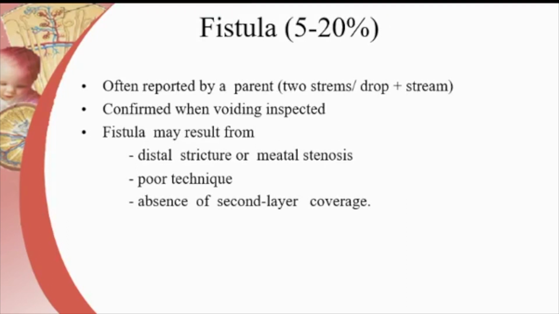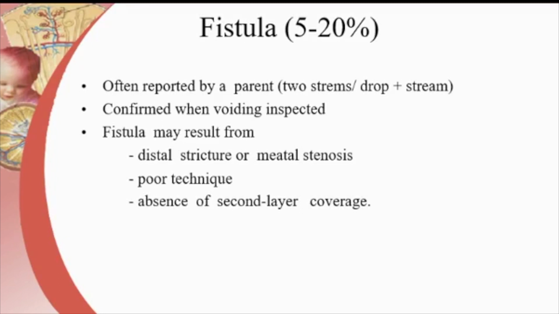Fistula. Fistula is the one complication which bothers the surgeon. It is often reported by the parent as either two streams, or a stream and a few drops coming from one place. It's very difficult to notice the fistula on examination. You have to ask the patient to void and then inspect while the voiding is happening, and that is when you confirm the presence of a fistula.